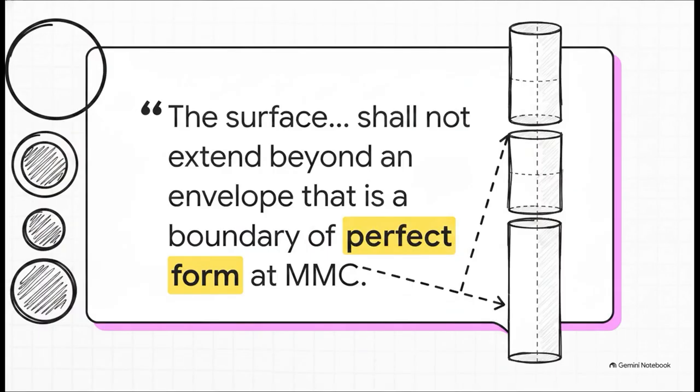Now look at the exact phrasing straight from the ASME standard itself. It states that the surface shall not extend beyond an envelope of perfect form at maximum material condition, or MMC. MMC is just the point where a part contains the most amount of material allowed by its size tolerance. Think of the absolute largest allowable pin or the smallest allowable hole. Rule number 1 says that if the part is manufactured at this maximum limit, it must be geometrically perfect in form. No bending, no tapering allowed. It must fit perfectly into that theoretical gauge.